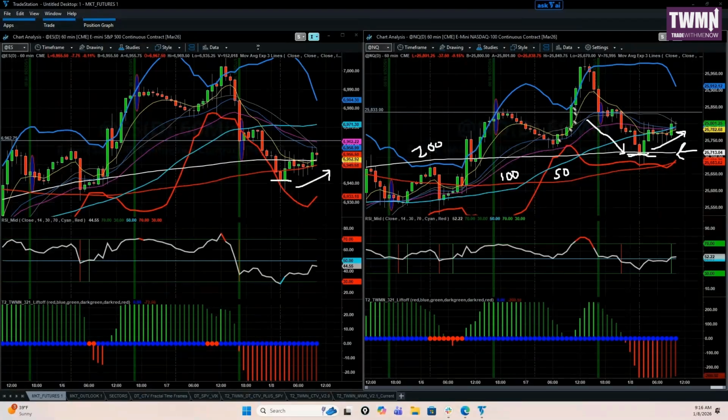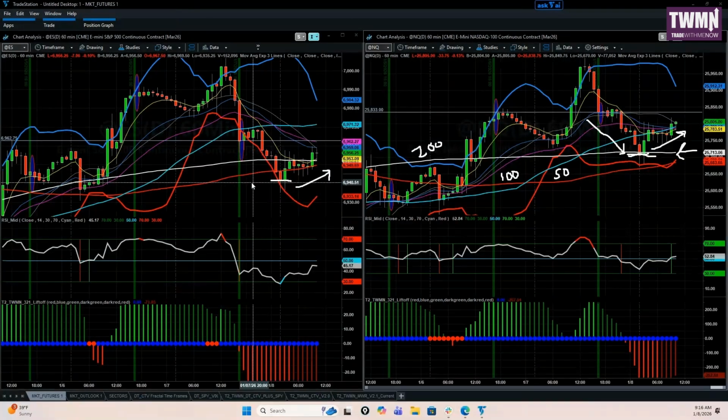But interesting, we got this pullback, and then what did it come down to? It stopped, and then it did wick down below it, but it closed right here, and that's right around where that 200 is. Now, if you look at the ES over here, the ES actually broke through it, and it broke through the 100 right here. But we did find some support, and if you go back and look, this is what I was talking about.